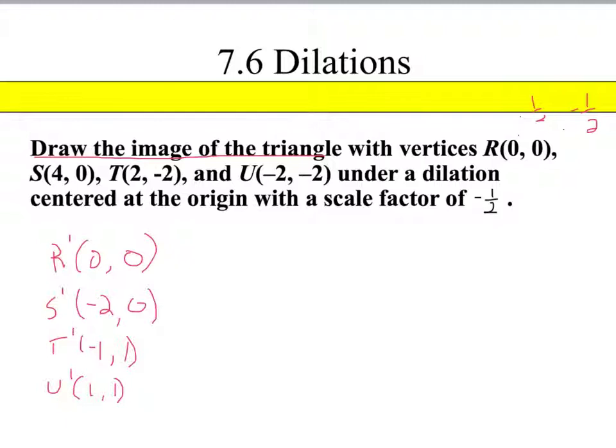Good. I'm glad. I hope you got it right. When you look at this, this is going to be a reduction. Remember when we talked about reductions and enlargements? Enlargements are greater than 1. Reductions are less than 1. So when we have a scale factor of negative half, well, negative half is less than 1. So because of that, it is going to be a reduction.